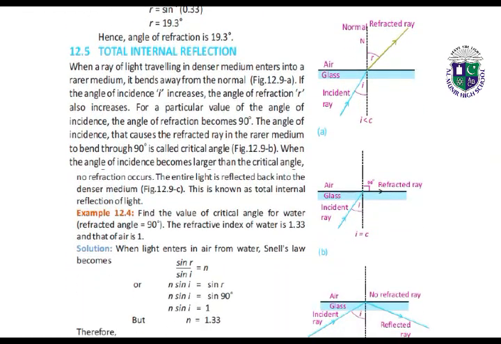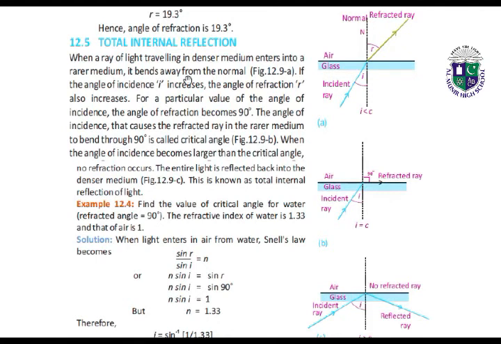Next we have total internal reflection. When a ray of light traveling in a denser medium enters into a rarer medium, it bends away from the normal. So here we have two media, one is the denser medium, the other is the rarer medium. Whenever light travels from a denser medium into a rarer medium, it bends away from the normal. Here we have glass, which is the denser medium. When it enters into air, the rarer medium, it bends away from the normal.